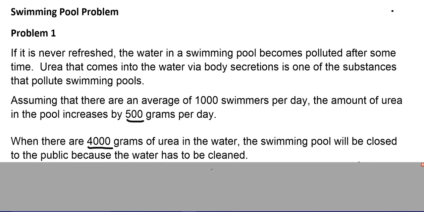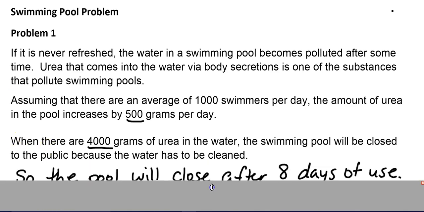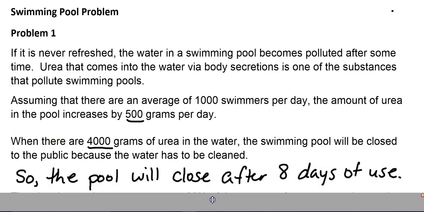Assuming that there are an average of 1,000 swimmers per day, the amount of urea in the pool increases by 500 grams per day. When there are 4,000 grams of urea in the water, the swimming pool will be closed to the public because the water has to be cleaned. Okay, 500 grams per day, 4,000 total. That means how many days until the pool has to be closed? Yes, my brilliant students, 8 days of use and the pool will have to be closed.